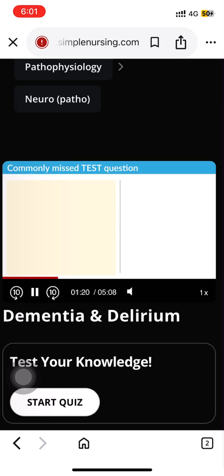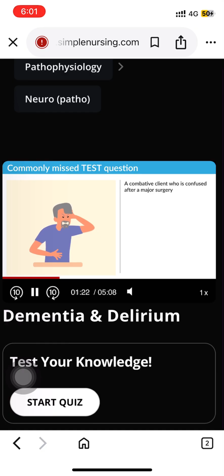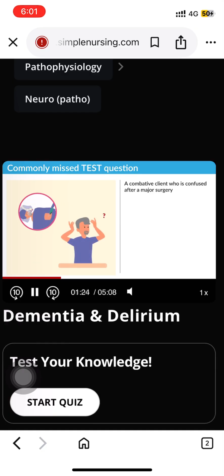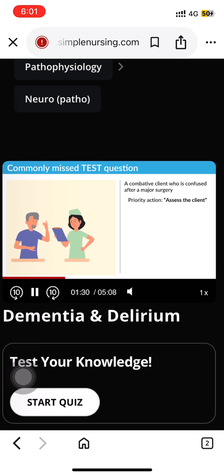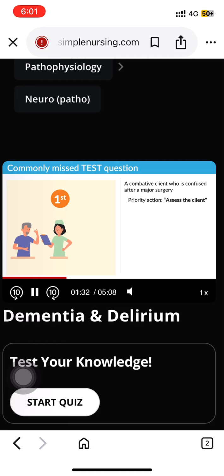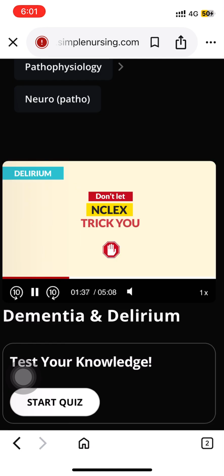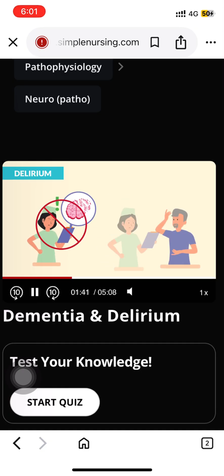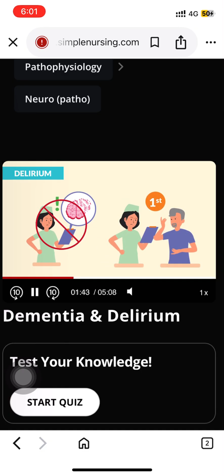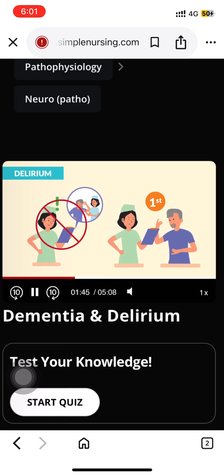Now, a commonly missed question is typically that of a combative person who is confused after major surgery. So the priority action is to assess the client. Guys, assessment always comes first on the NCLEX and nursing exams. So don't let the NCLEX trick you here. Don't assume that the patient has dementia. Always assess first. And don't assume that the patient is angry with the care. Remember, never assume, always assess.